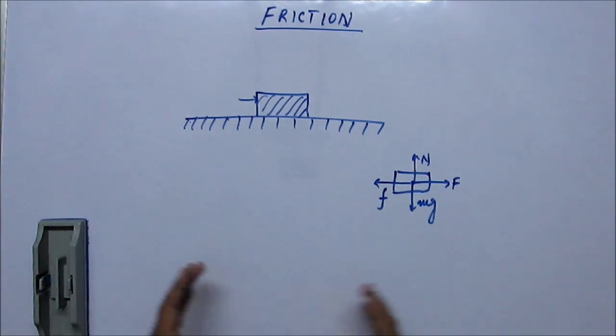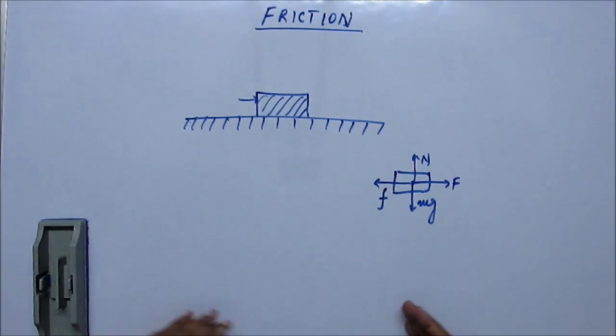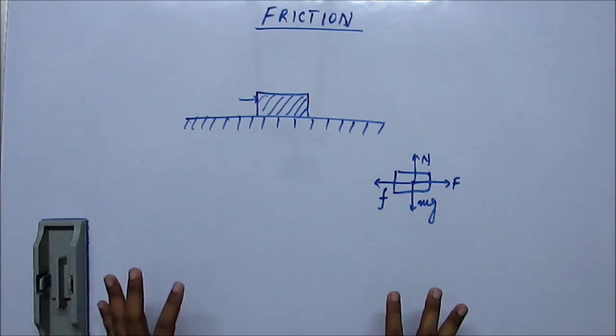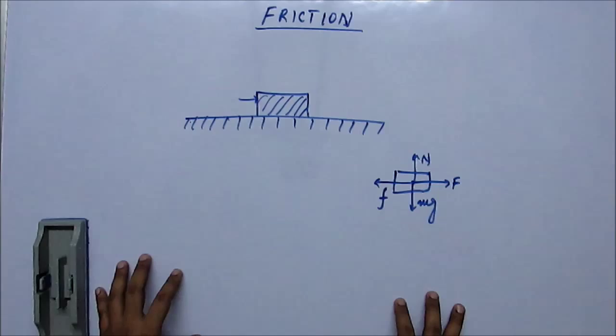Now in horizontal direction, it's the friction force which is opposing our force. So there is a force present. There's always a force present between two contacts which are rough, and that force is called friction force.